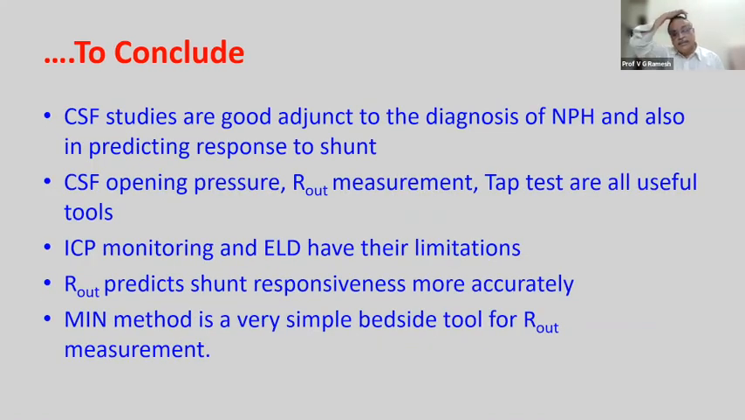CSF studies are good adjuncts to the diagnosis of normal pressure hydrocephalus, in predicting the diagnosis and the response to shunt. And the CSF opening pressure measurement, R-out measurement, and tap test are all very good tools. ICP monitoring and external lumbar drainage have their own limitations. R-out predicts the shunt responsiveness more accurately. And the Madras Institute of Neurology method of R-out measurement is a very simple bedside tool for the measurement of R-out.